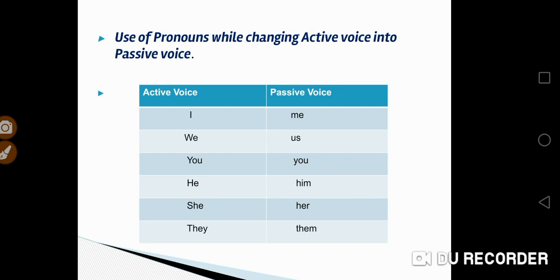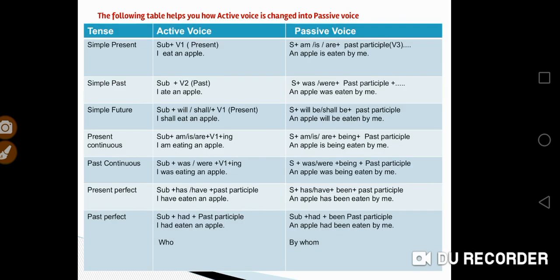Use of pronouns while changing active voice into passive voice. I changes into me, we, us, you, he, him, she, her, they, them.